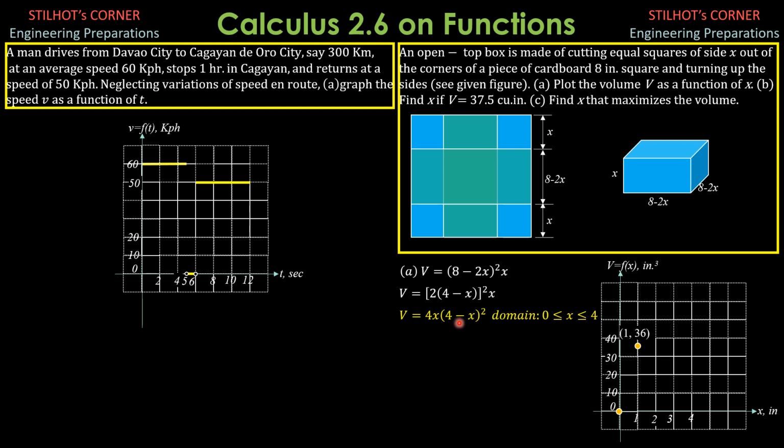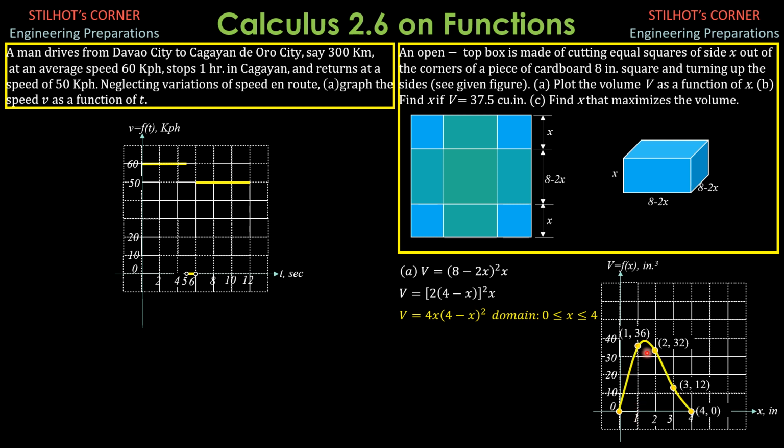When x is 2, this is 4 minus 2, so 2 squared is 4. 4 times 2 is 8. 4 times 8 is 32. So when x is 2, volume is 32 cubic inches. Then when x is 3, 4 minus 3 is 1. 1 squared is still 1. 4 times 3 is 12. So we have 3 comma 12. And lastly, when x is 4, volume is 0. So the graph will look like as shown.